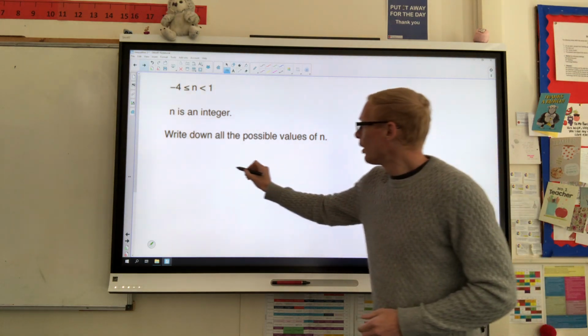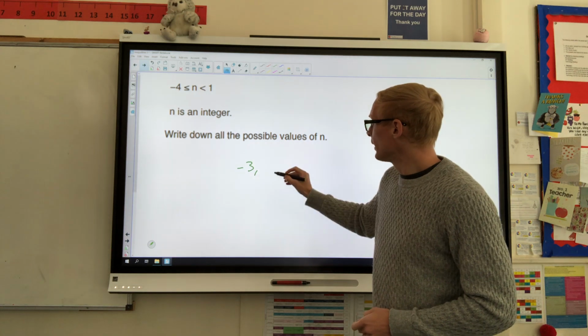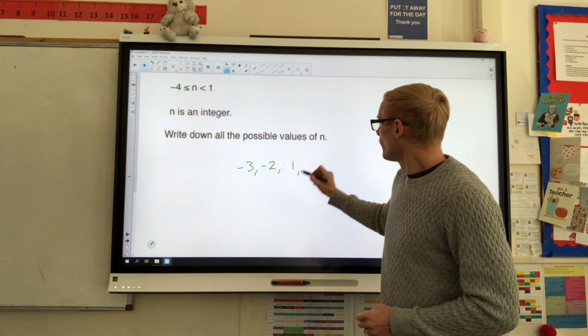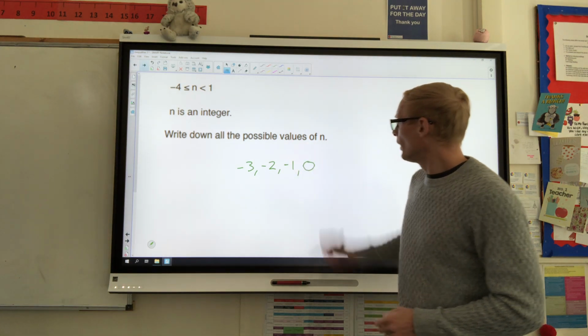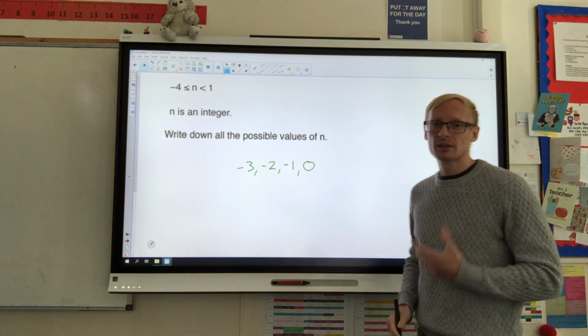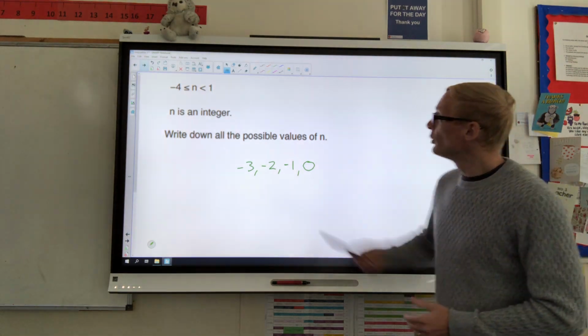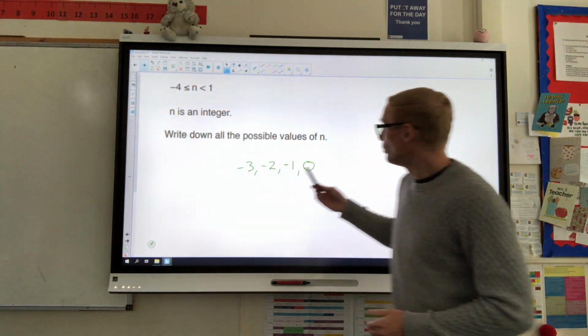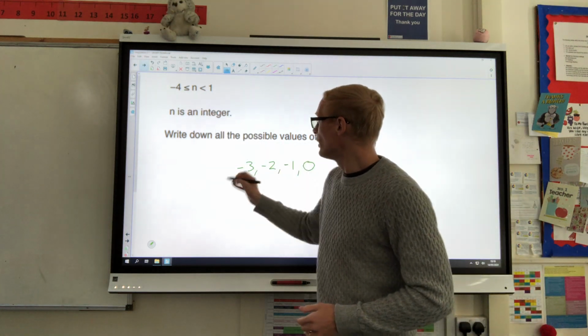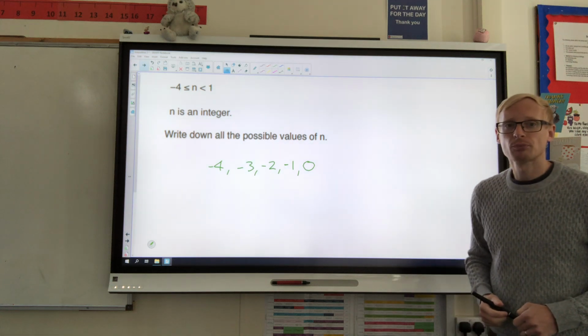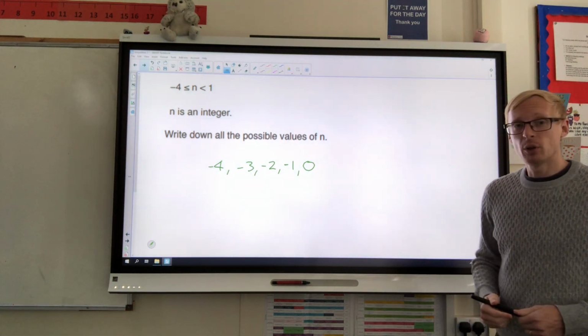So again, I'll write down the numbers in between -4 and 1 first of all. Just a reminder that 0 is an integer, it does count as a whole number. And again, we just need to check the ends here. So n can't be equal to 1, so I'm not going to include that. It can be equal to -4, so I'm going to include that in my list. So that would be your answer there. Okay, so copy that one down if you feel like you need another example.